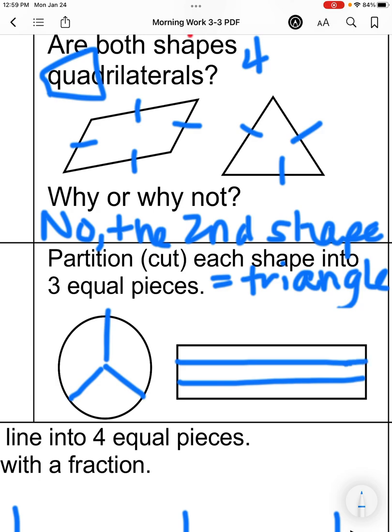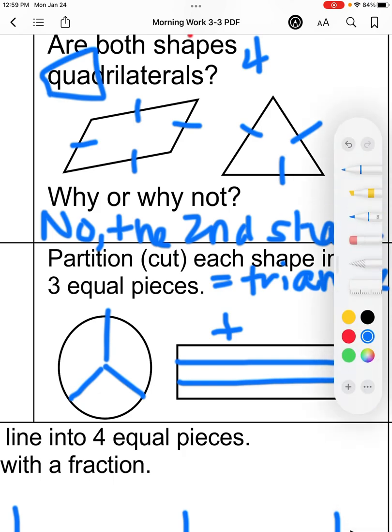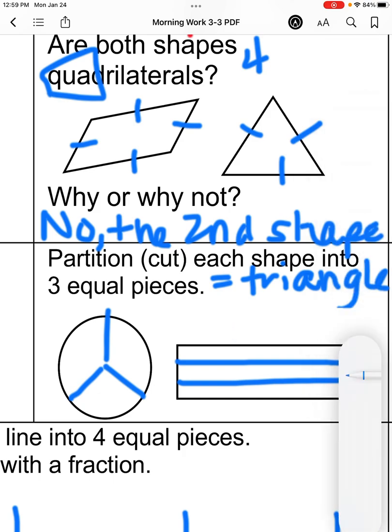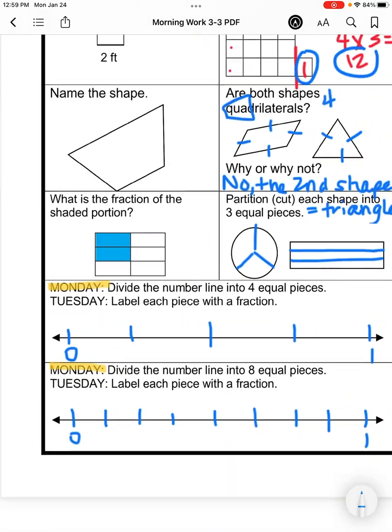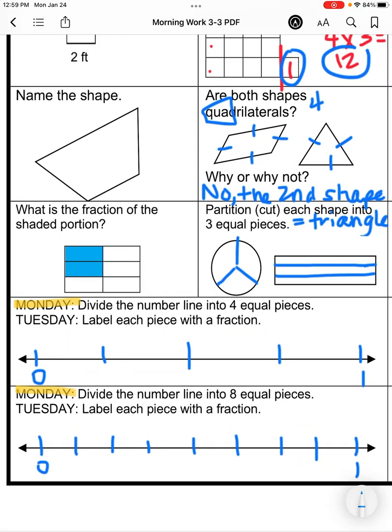But that is the only way that you're going to be able to cut a rectangle into 3 equal parts. You can't do it like a plus sign, like a window, or with any sort of diagonals, because the pieces would not be the same. We started this last part yesterday, so we're going to do the Tuesday section.